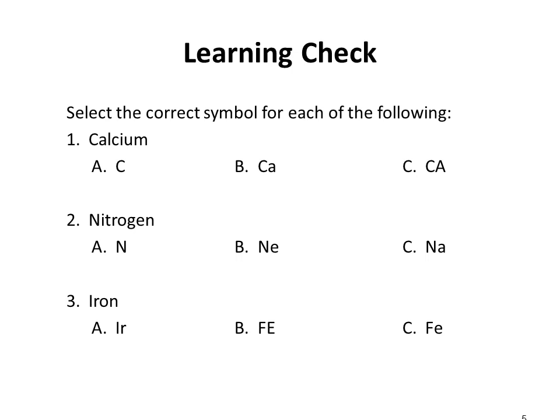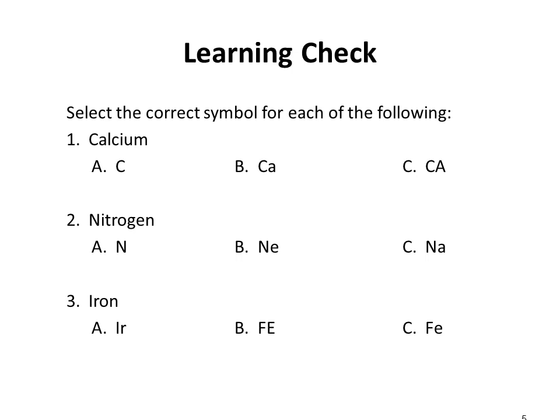Number 2, nitrogen. Nitrogen is symbolized by choice A, capital N. B would have been for neon, and C would have been for sodium. So choice A is correct for number 2.